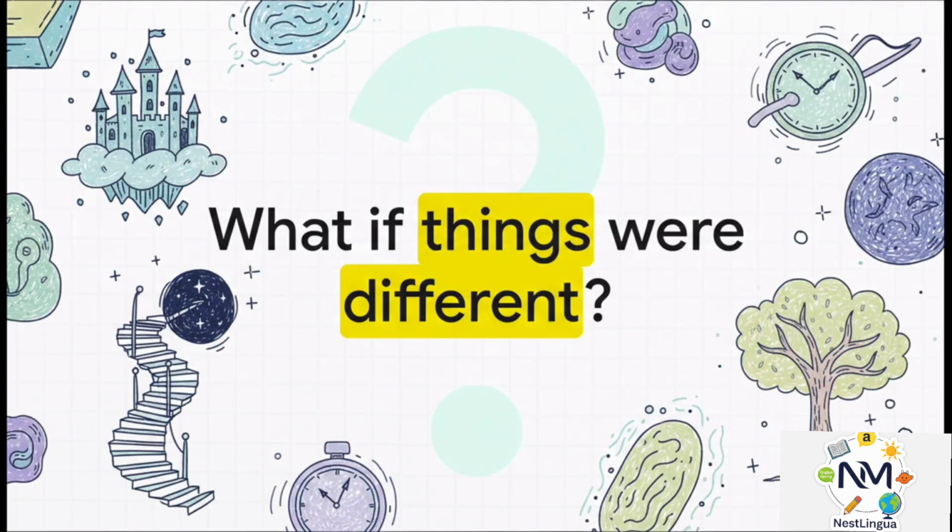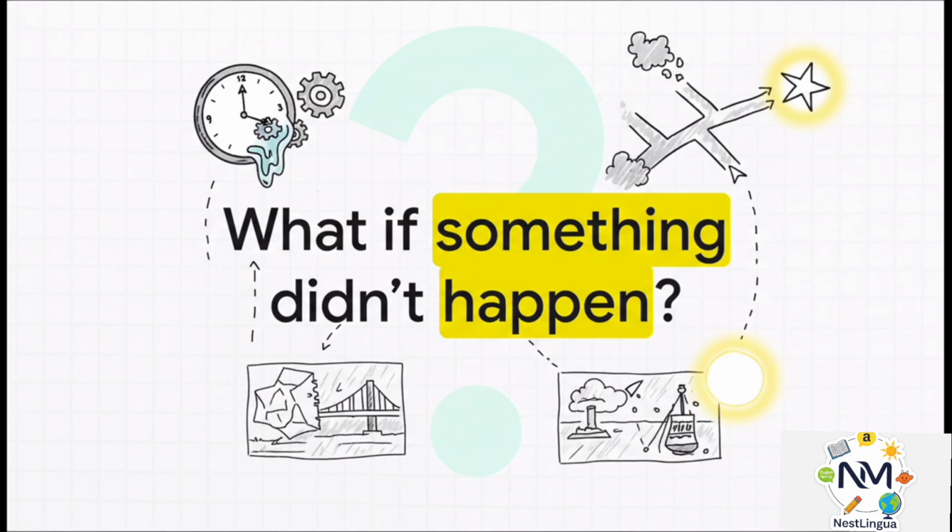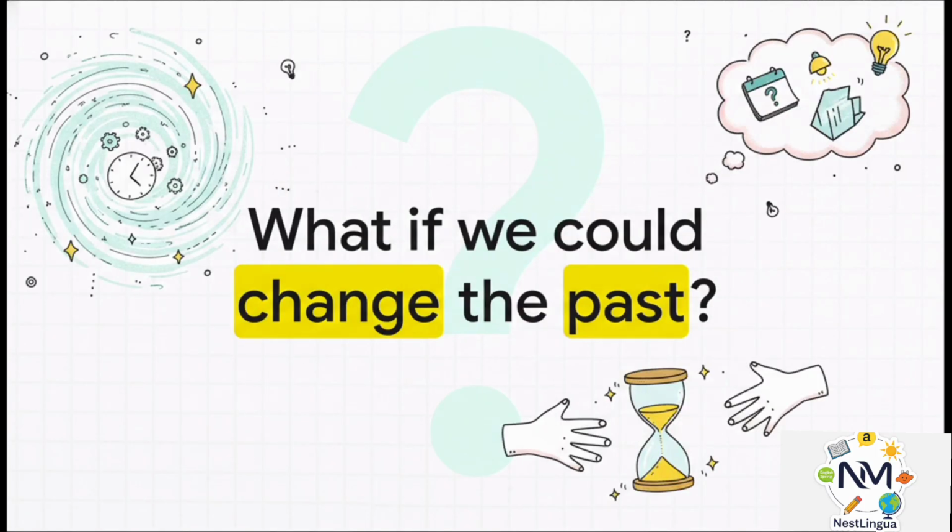All right, so we've covered reality. But you know what? English is way more fun than just talking about reality, isn't it? What if we want to talk about things that aren't real? What if things were totally different from how they are right now? And let's push that idea even further. What if we want to look back at the past and imagine a completely different outcome? What if something that happened just didn't? This is where it gets really interesting. What if we could actually go back and change the past?